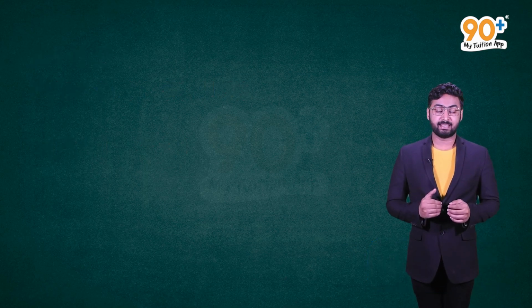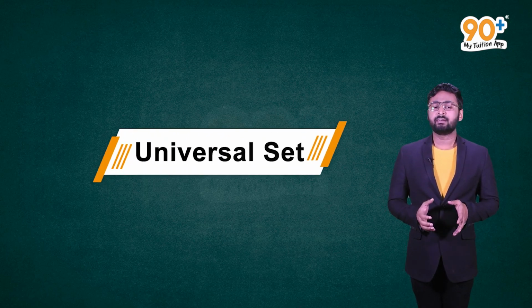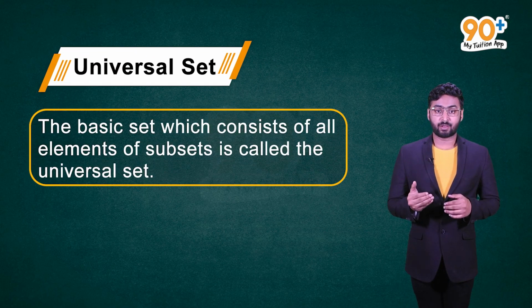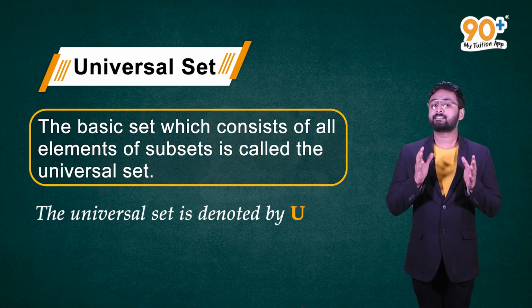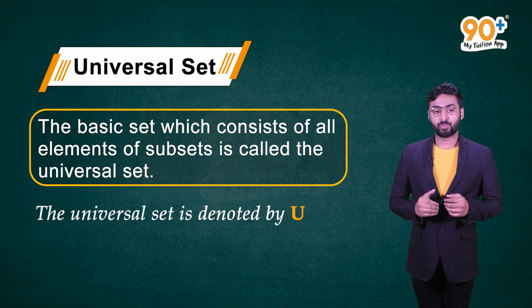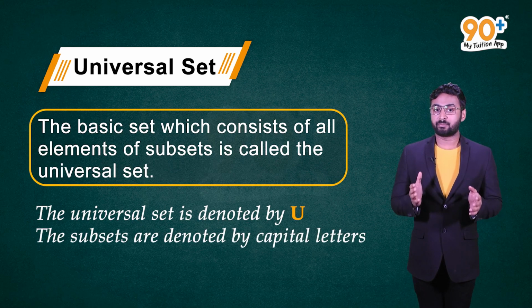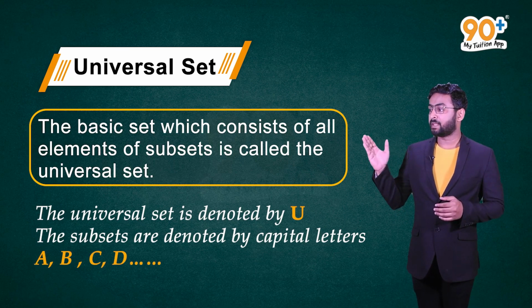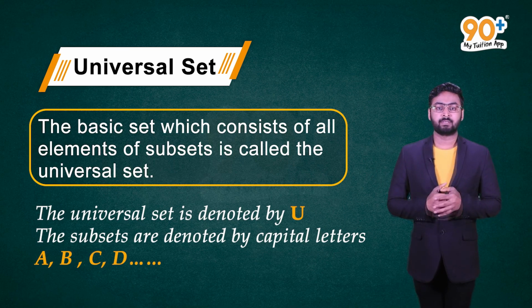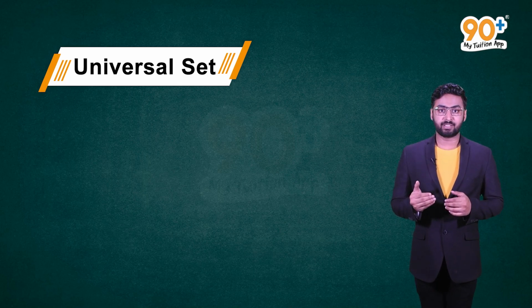Our next topic is the universal set. The basic set, which consists of all elements of subsets, is called the universal set. The universal set is denoted by capital U, and the subsets are denoted by capital letters A, B, C, D, etc. Let us take a look at an example.